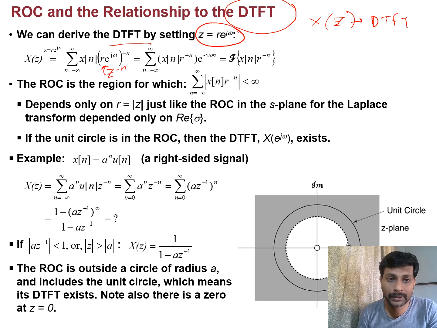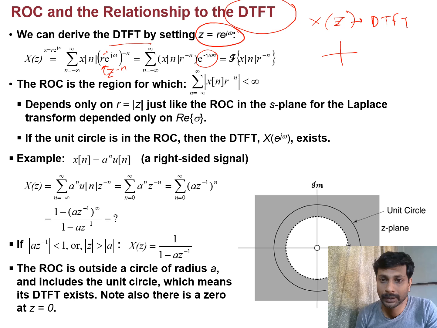We write it as r e to the power of minus n, and e to the power of j omega n. You can see that e to the power j omega means we have one circle, the unit circle. So this term is nothing but the DTFT, discrete time Fourier transform, that is the Fourier transform of a discrete time signal.